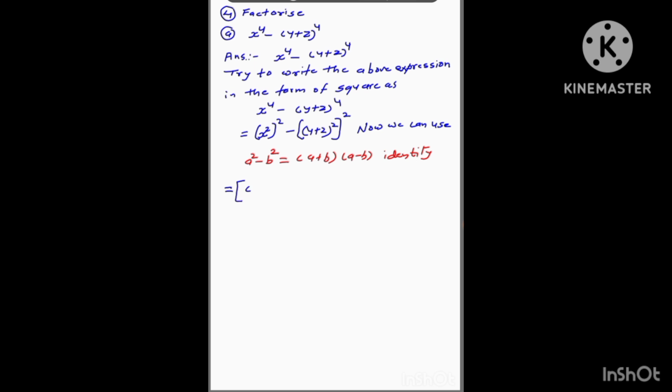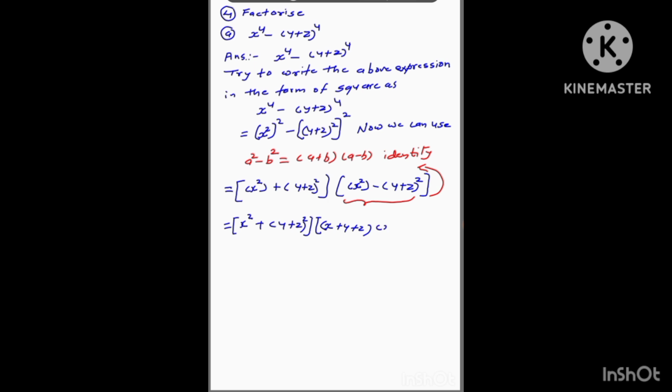So we write the factors. This equals a plus b, that is x square plus y plus z square. This completes the bracket, and in another bracket x square minus y plus z, this square is another bracket. Now the second bracket, again the same identity can be used. So the first bracket remains as it is, and we can use this a square minus b square for the second bracket. So x square plus y plus z, the bracket square, into x plus y plus z, and x minus y plus z into bracket.